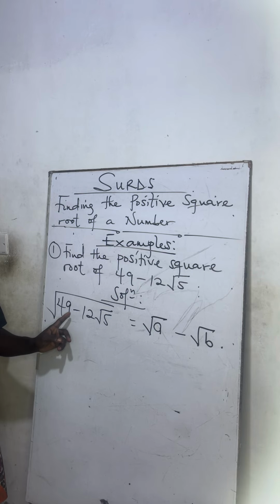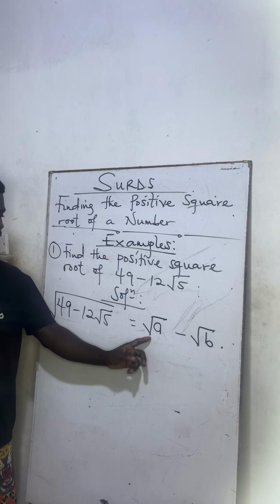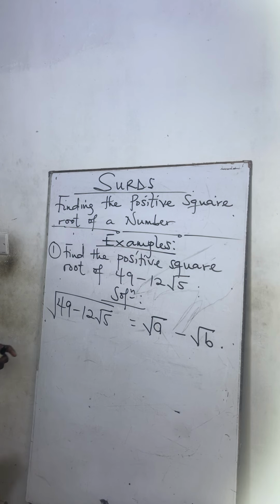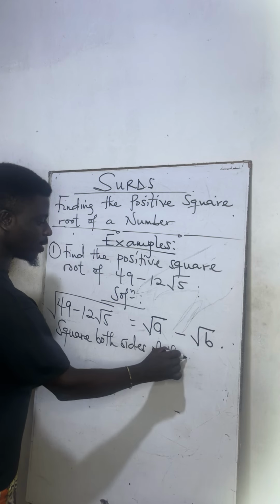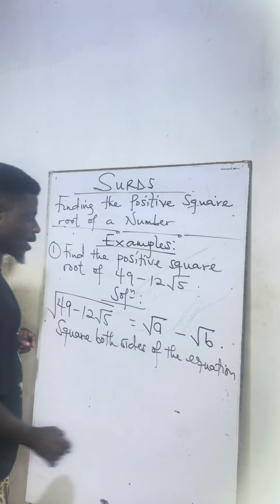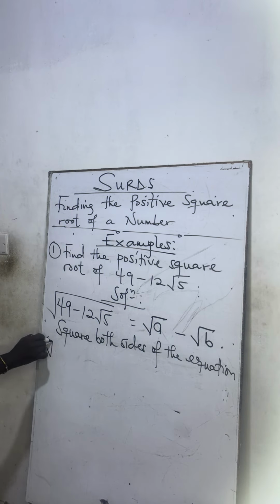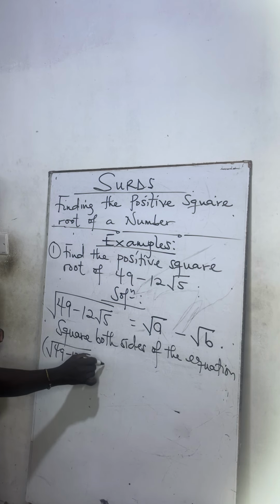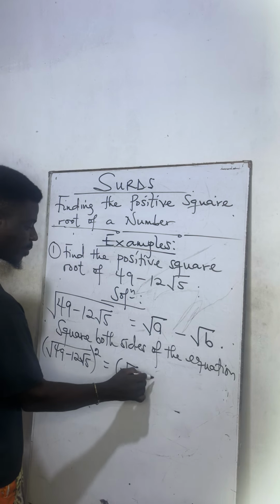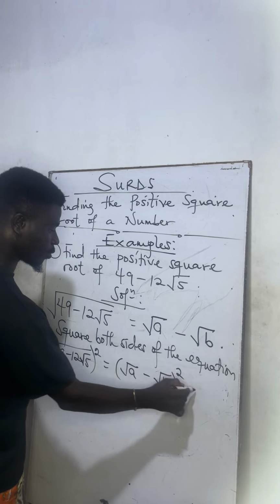Now the square root of 49 minus 12 square root of 5 equals square root of a minus square root of b. We want to take the square root of. So what do we do? We square both sides of the equation. So we have the square root of 49 minus 12 square root of 5, all squared, equals square root of a minus square root of b, all squared.